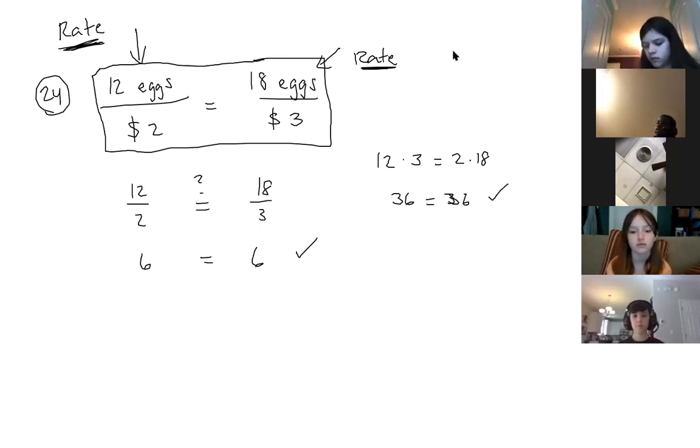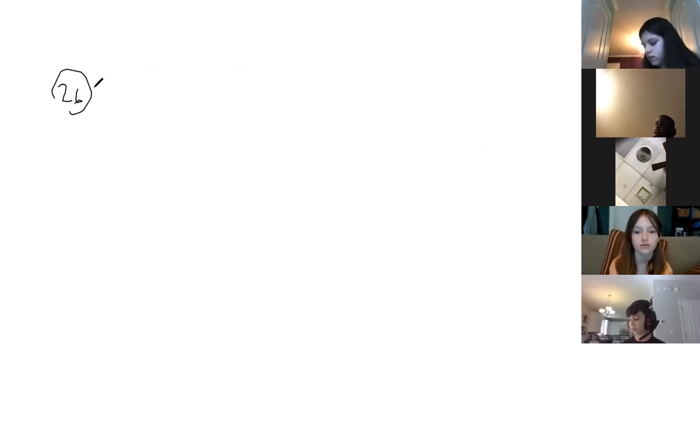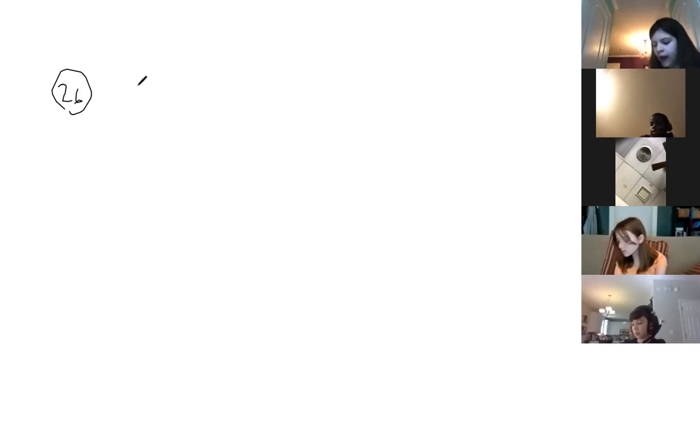Let's do number 26. First thing is, can you write a proportion for number 26, Blake? What did you write? What's your proportion? 8 ounces of candy. No, your proportion. What's a proportion? A proportion is 2 ratios equal to each other.